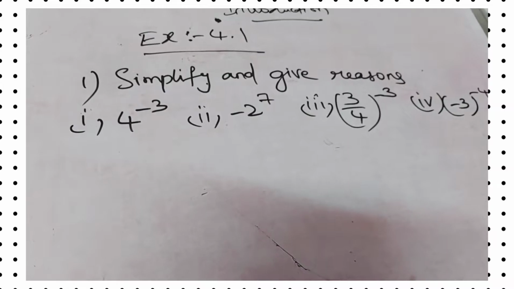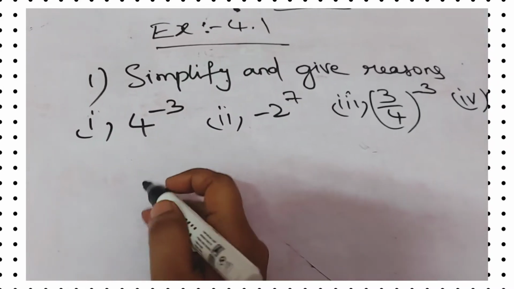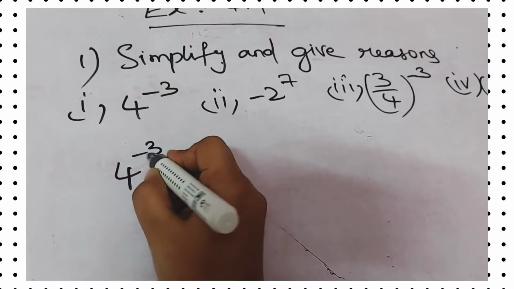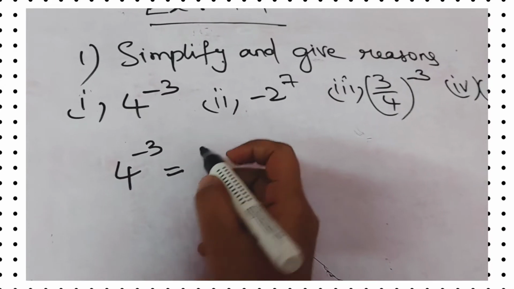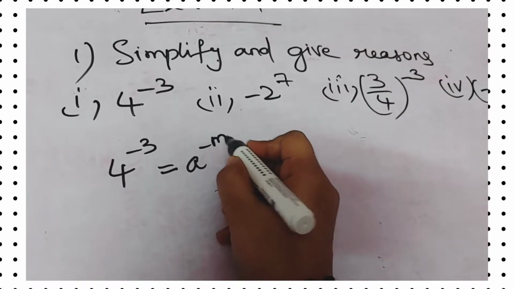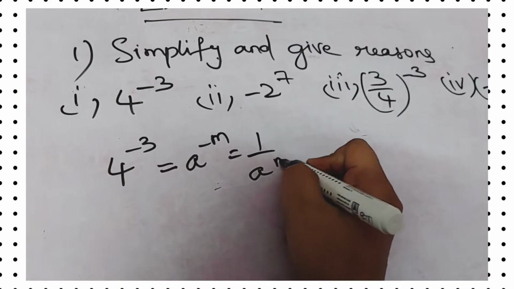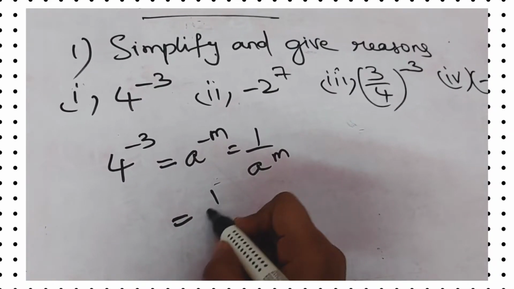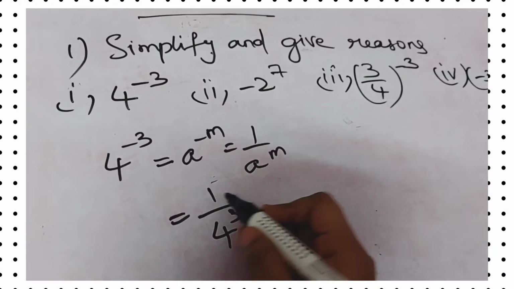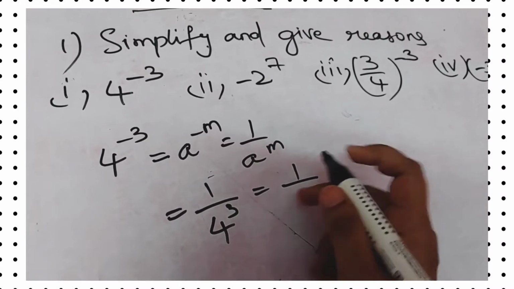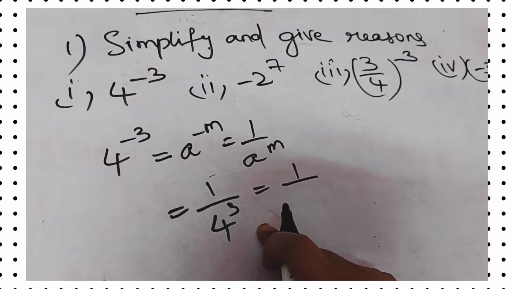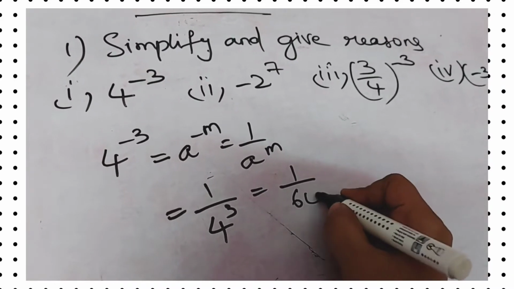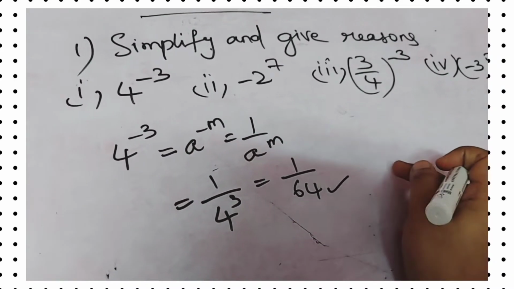So first bit is 4 to the power of minus 3. 4 to the power of minus 3 means, again which law are we using here? A to the power of minus m means 1 by a to the power of m. So this law we are using here. 4 to the power of minus 3 means 1 by 4 to the power of 3. 1 by 4 4s are 16, 16 4s are 64. So the answer is 1 by 64. This is the answer.